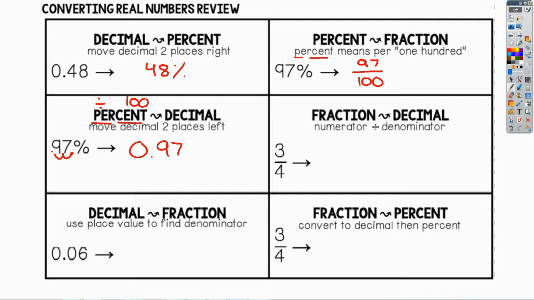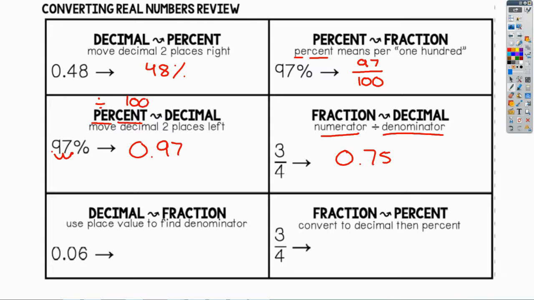Our next one here, we want to turn a fraction into a decimal. If you have to turn a fraction into a decimal, all you do is divide the numerator by the denominator. The numerator is the number on top, and the denominator is the number on the bottom. So if you typed in your calculator 3 divided by 4, you get your answer as a decimal, 0.75, also known as 75 hundredths.